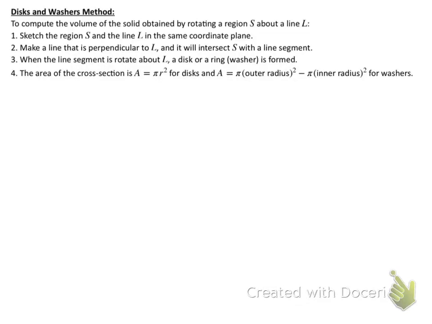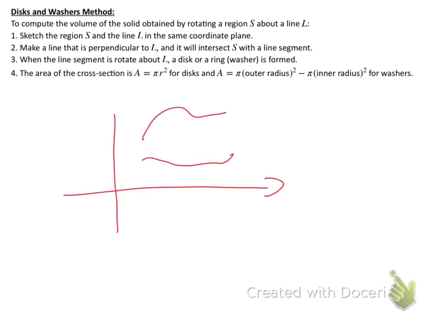In this lecture, we'll continue our disk and washer method. So, well, we have some region that's bounded by two vertical lines, and we have a line L. To compute the volume of the solid obtained by rotating my region S about the line L, okay?